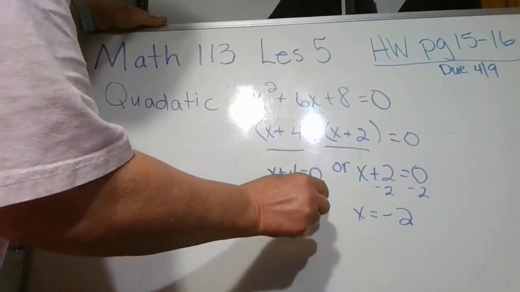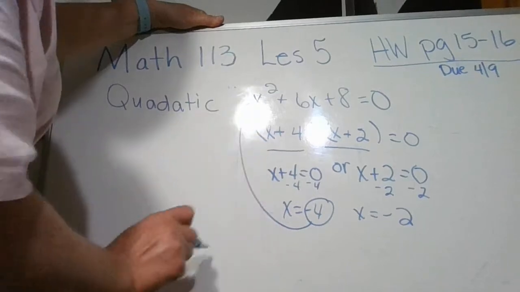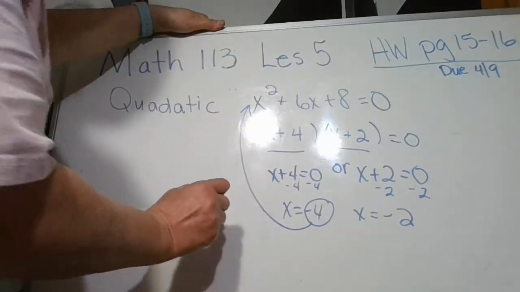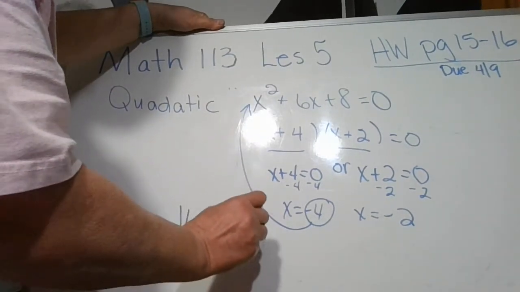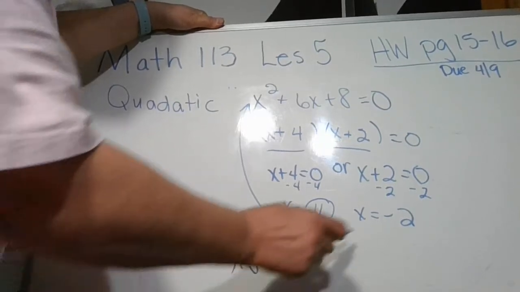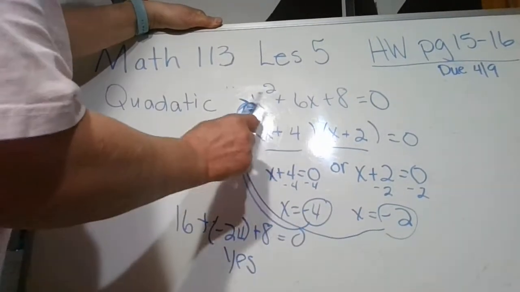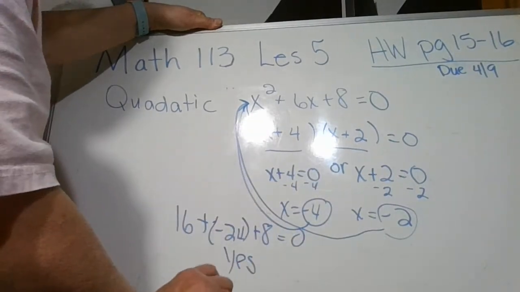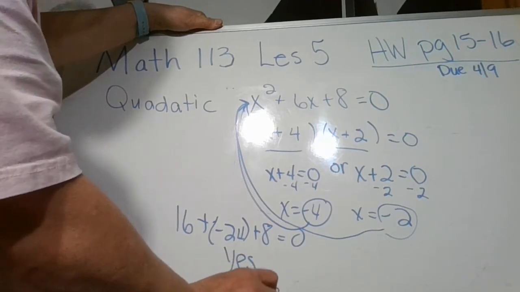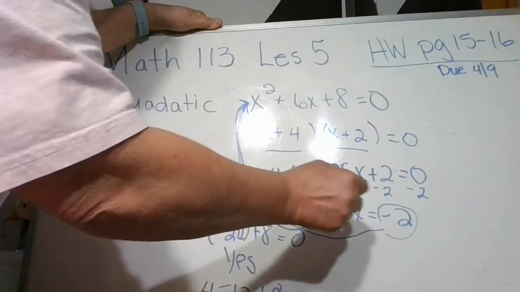So I'm going to take this -4 and I'm going to bring it all the way back to the original. -4 squared is 16. Plus -4 times 6 is -24, plus 8. Is that equal to 0? Yes, it is. So that one works fine. Now let's take the -2 back up here to the original equation. So -2 squared is 4, and then -2 times 6 is -12, and then plus 8. Is that true? Yes. So they both work, so you have two answers.